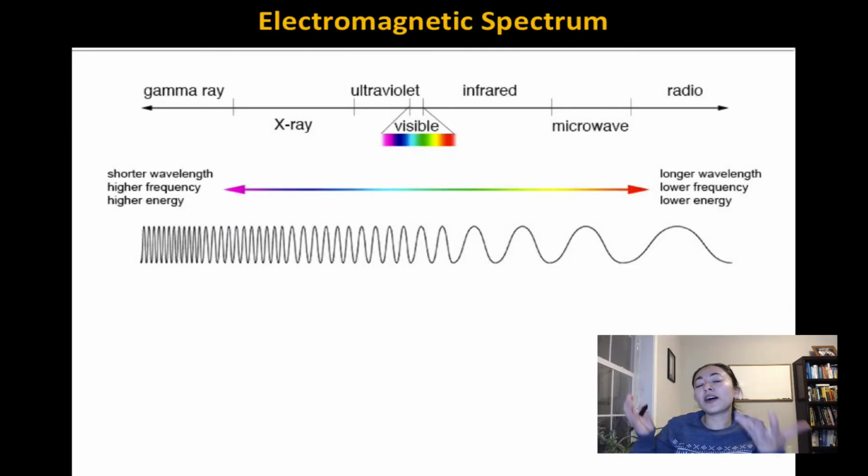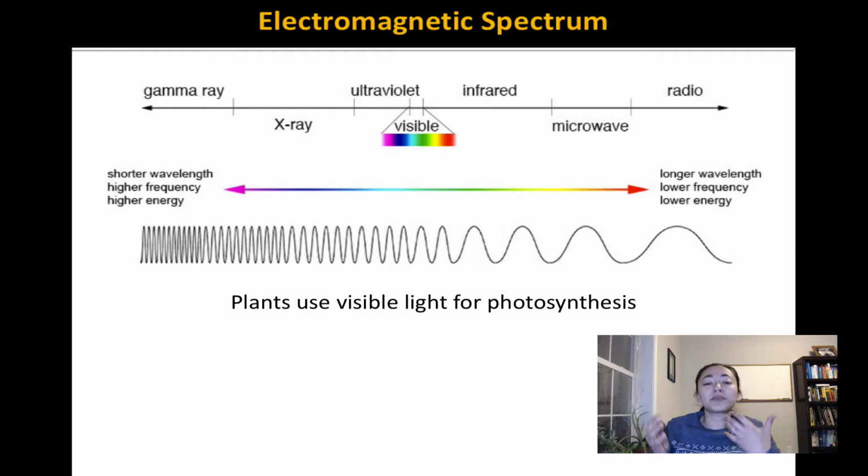Now let's talk about the type of light that plants use for photosynthesis. Visible light, like the colors of the rainbow, is actually part of what's called the electromagnetic spectrum. The electromagnetic spectrum is a spectrum of different types of energy, like gamma rays, X-rays, ultraviolet rays, and so forth. And these types of energy all move as waves. So they're going to move like this.